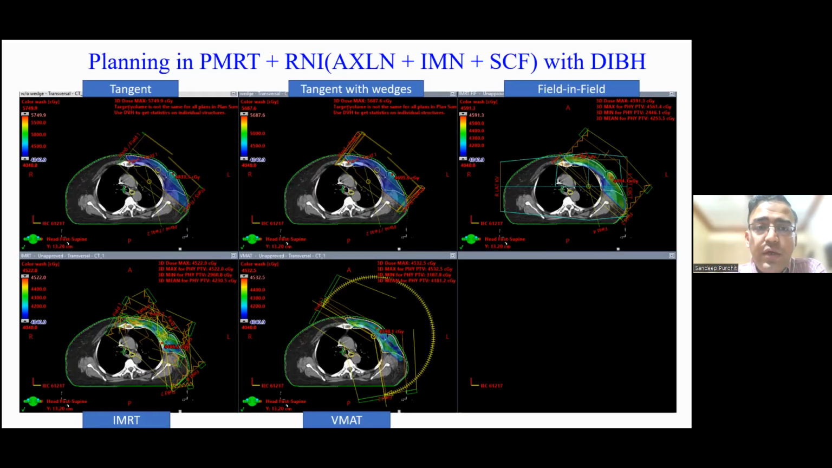This is a post-mastectomy radiotherapy patient in which regional nodal irradiation with DIBH was done. And in this, again, 5 plans were made. First with tangential, second tangent with wedges, third field in field, fourth IMRT, and fifth VMAT.